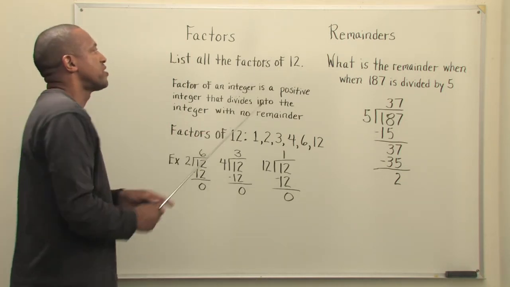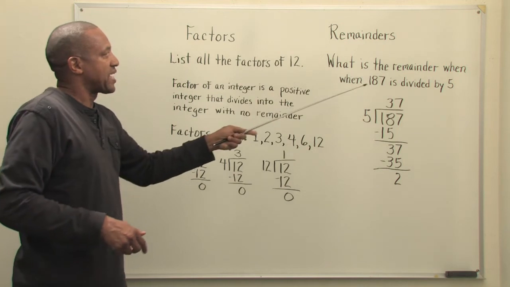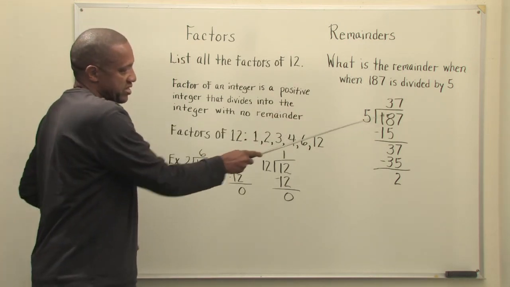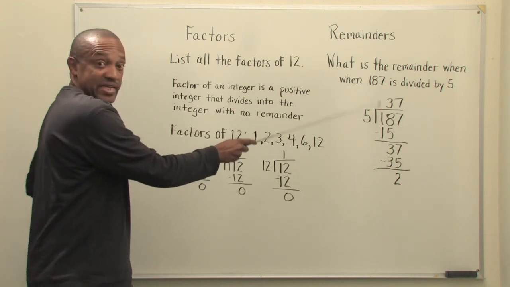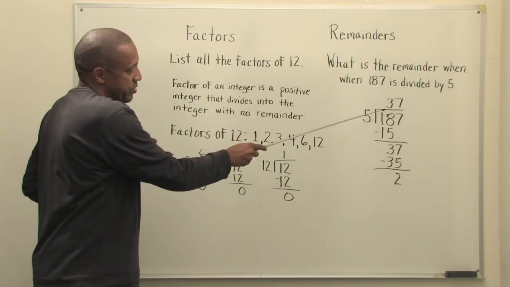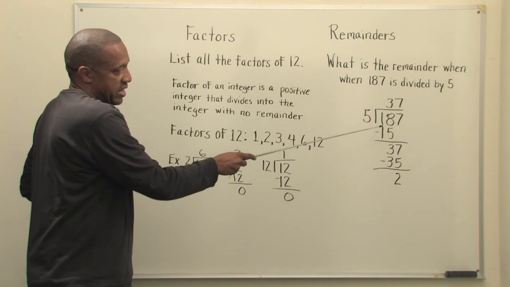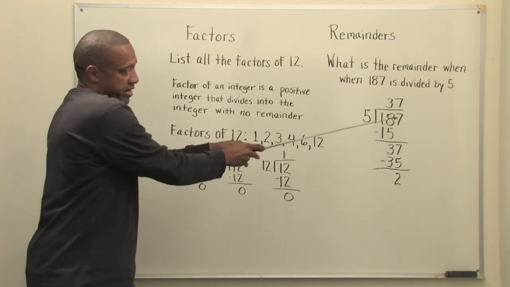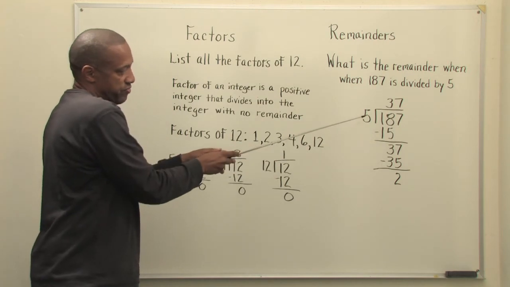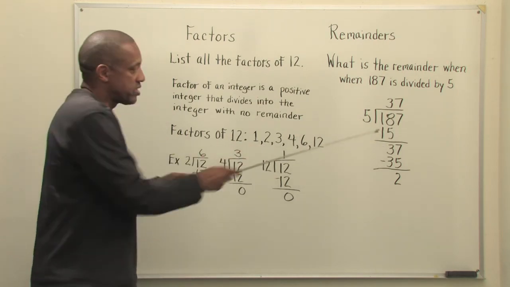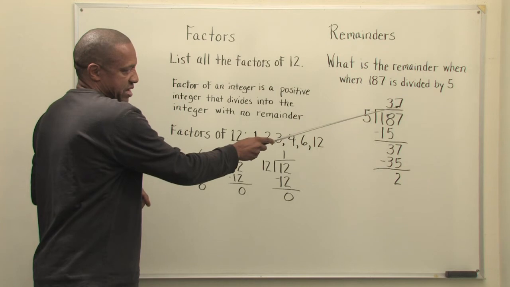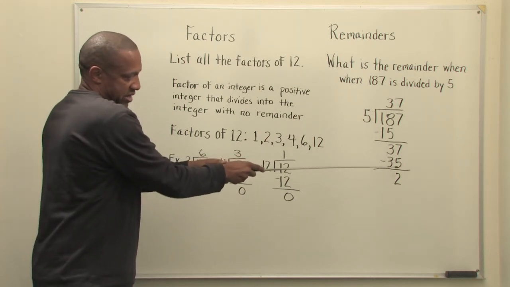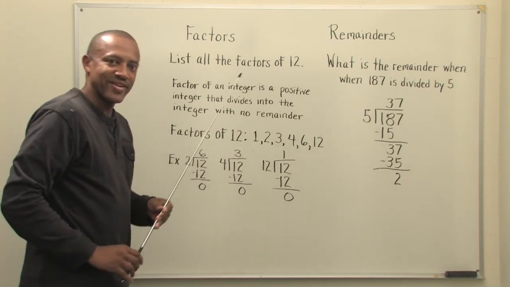If we go over here, what is the remainder when 187 is divided by 5? 5 will go into 187. 5, first of all, will go into 18 3 times. 3 times 5 is 15, and 18 minus 15 leaves 3. Then you bring down the 7. 5 will go into 37 7 times. 7 times 5 is 35. Now you subtract 37 minus 35 and you get 2.